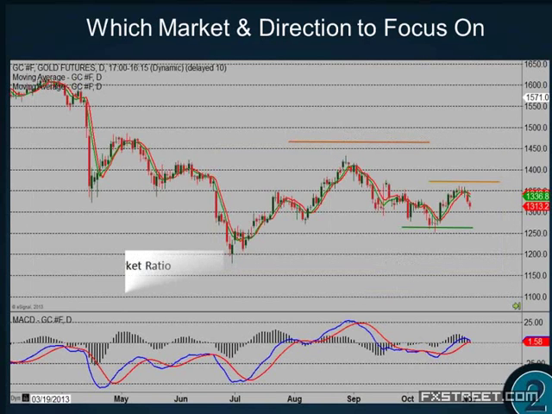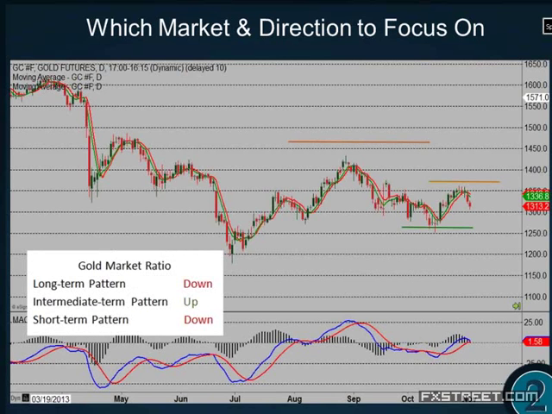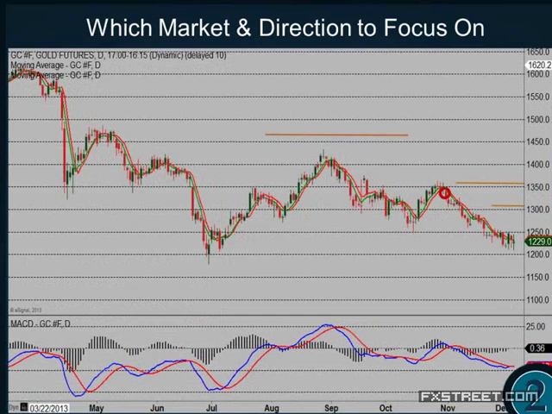We have a market ratio. So when I look at my ratio there, you can see on the chart, I have the majority of patterns are down. Okay, so rather than have all those lines on the chart, we created a ratio. So if the ratio is bearish and we get a sell signal right here, that means we're going to be a seller, right? And let's see how that worked out in the gold market. Boom, there's the sell signal, and there's what happened to price next. And if you look at gold now, gold is actually below $1,200.